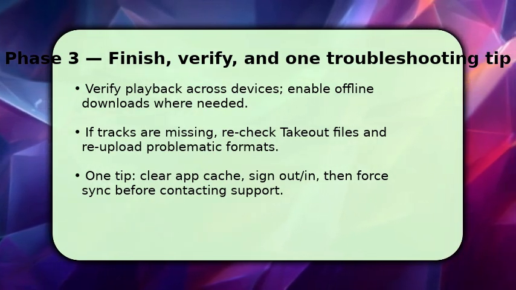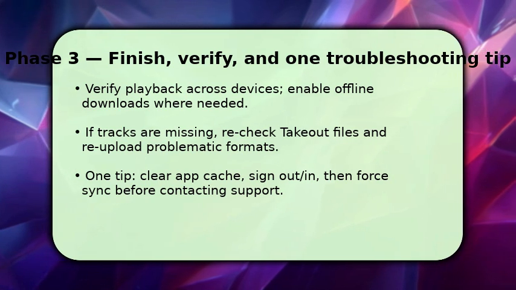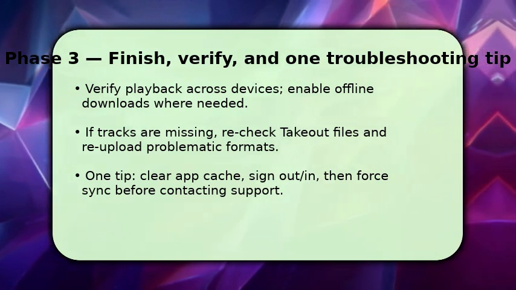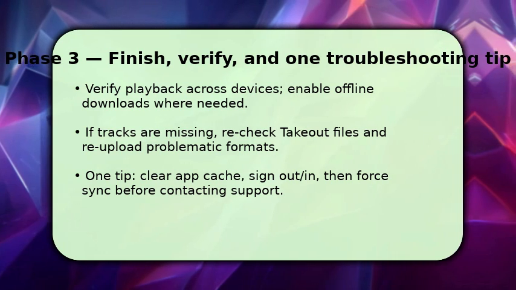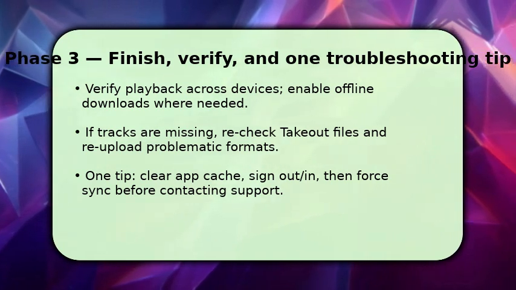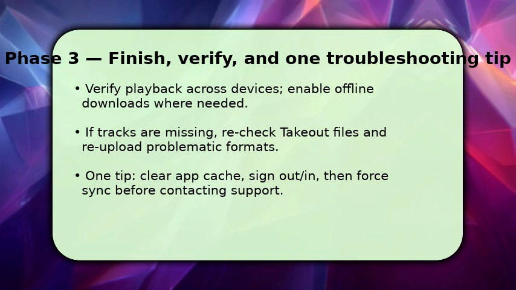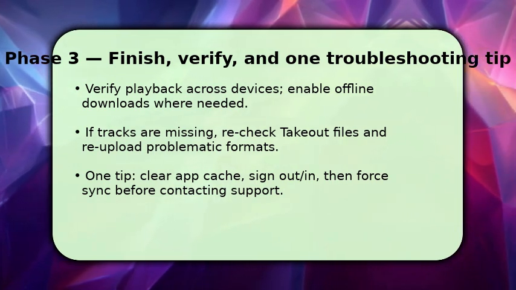If you still see gaps, reopen the takeout folders and search for those file names. Then re-upload any missing files, converting unsupported formats first. If playlists show wrong order, import the CSV or JSON takeout playlist and reorder inside the app.